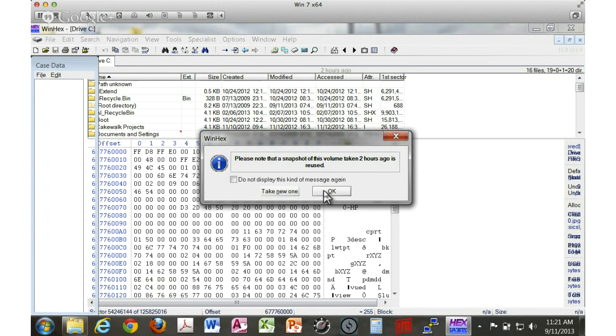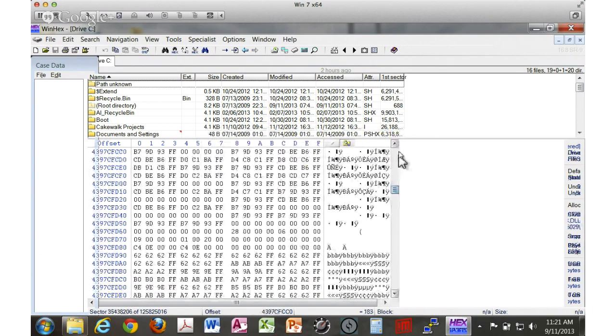What we're looking at here on the screen is a snapshot I took of the system in my office right before I came over to the lecture center. I'm not going to take a new snapshot, we'll just work off this. So here we go. And now you're looking at the contents of my hard drive.